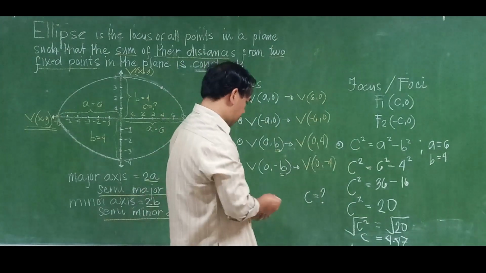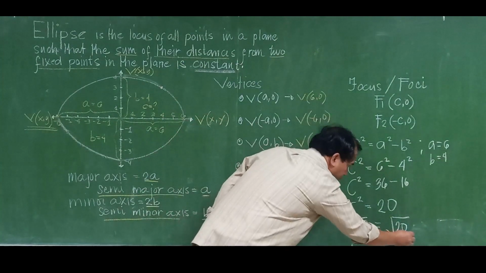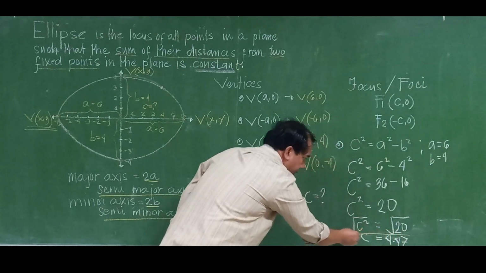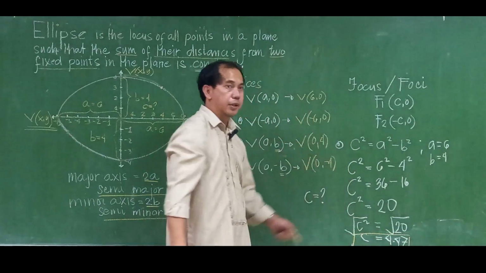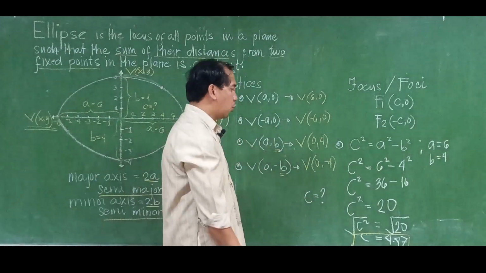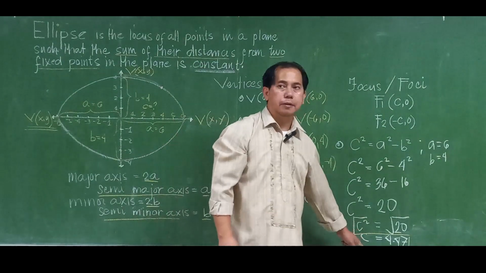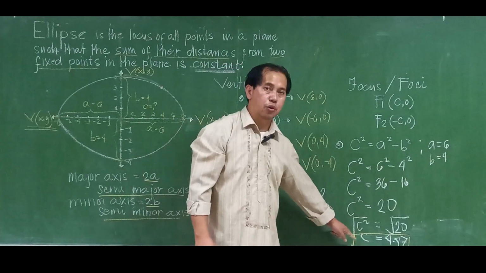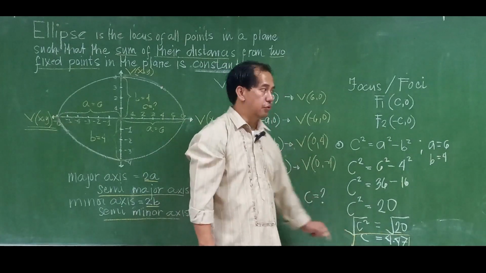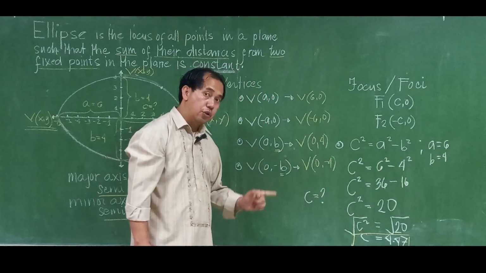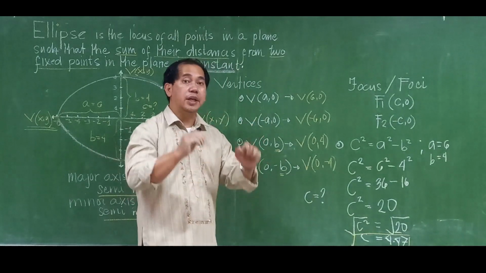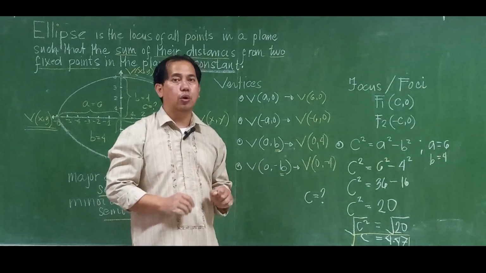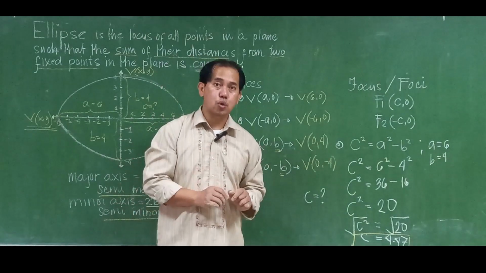And so that is the value of our C. Now, where is that located? Or what is the use of that C? As I told you, the use of the C is for you to locate the accurate location of the focus.